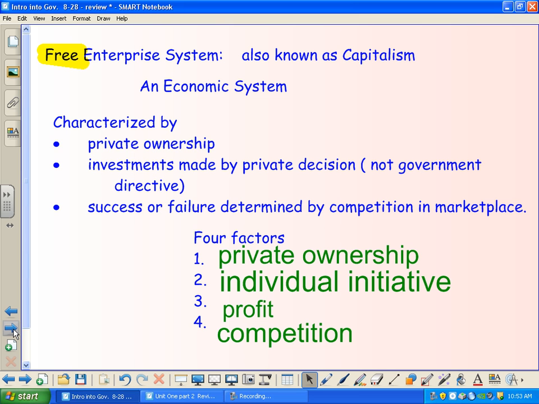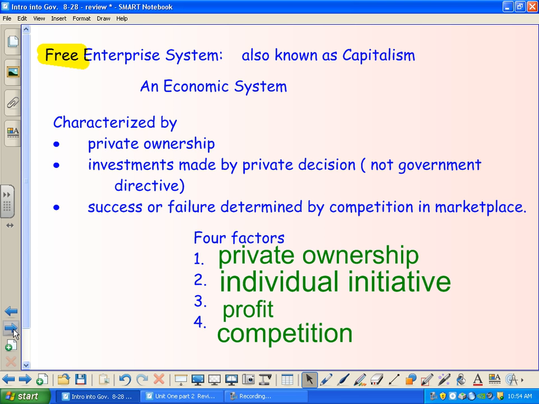This next slide focuses on the free enterprise system, also known as capitalism, and this is an economic system. I've put up here 3 characterizations of the free enterprise system. And these are important. I will be asking you questions on this. So, first of all, private ownership, meaning as an individual you can own businesses, your property, just about anything. You can own it privately. The government cannot take away your right to ownership of some sort.